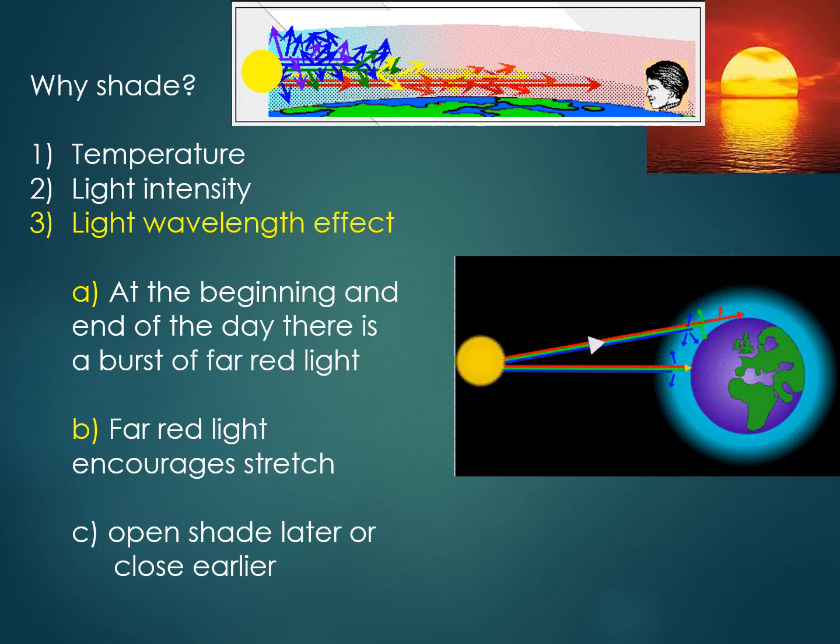We also talked in the light talk about wavelength effects. As the sun is setting at the end of the day, the blue light is scattered off axis, and yellow and greens as well. They don't travel as far through the atmosphere, but the red and far red do make it through. So just as the sun's going down, we get that far red flash. We can prevent stretch, for example, by closing our curtains at the end of the day to block that.